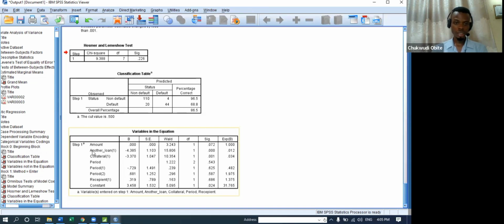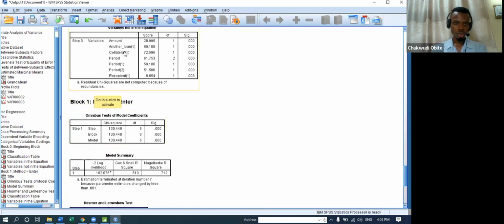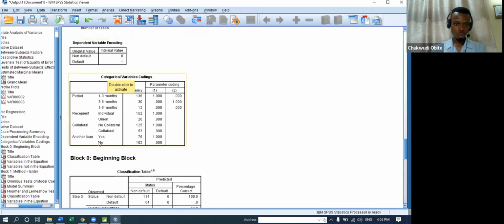But just know that even though SPSS brought out only 1, that 1 is being compared to the first level. That means this level that you coded with 0. So look at this now, "Another loan." SPSS brought out only 1, "Another loan (1)." What SPSS is telling us is that "Another loan 1" means no. So no is being compared to yes. That's what SPSS is doing. It's comparing no and yes.